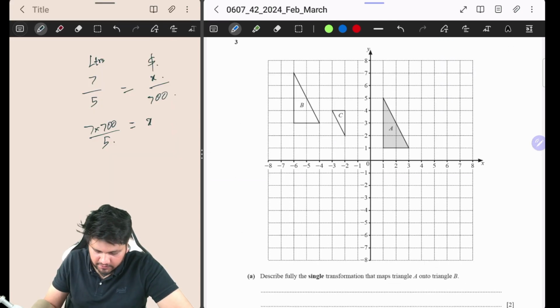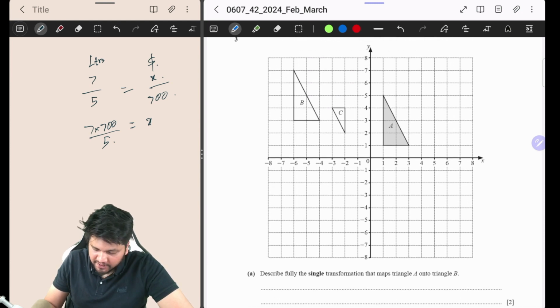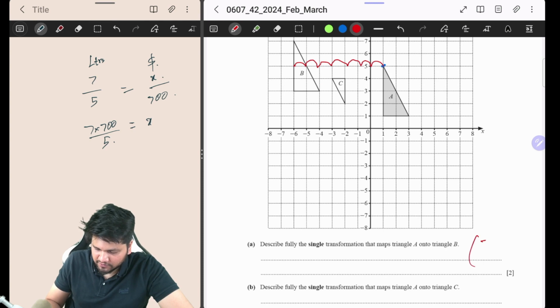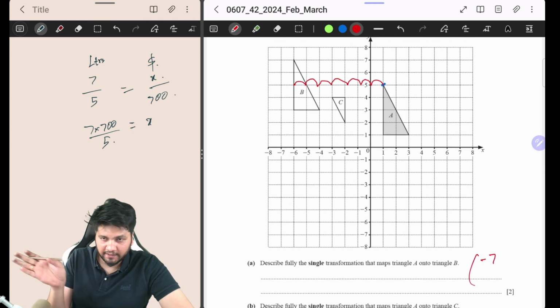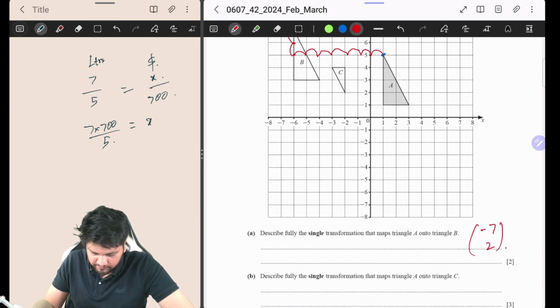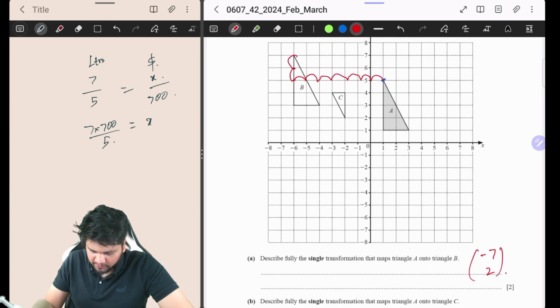Now let's move on to the third question. It's based on transformation. Describe fully the single transformation that maps triangle A onto triangle B. I'll take one of the points of that triangle and see how much it is moving. 1, 2, 3, 4, 5, 6, and 7. So it is taking 7 steps horizontally, so it's going to be minus 7 on the negative side of the x-axis, and then it is taking 2 steps up, so it's going to be (minus 7, 2). That's it. So maybe you can write translation of (minus 7, 2).